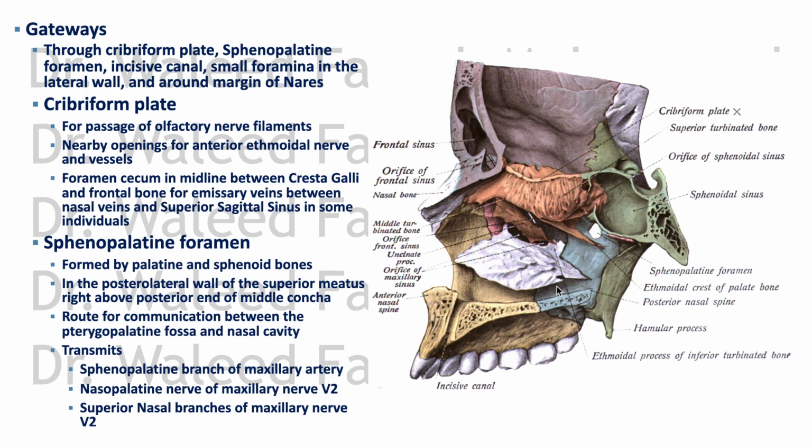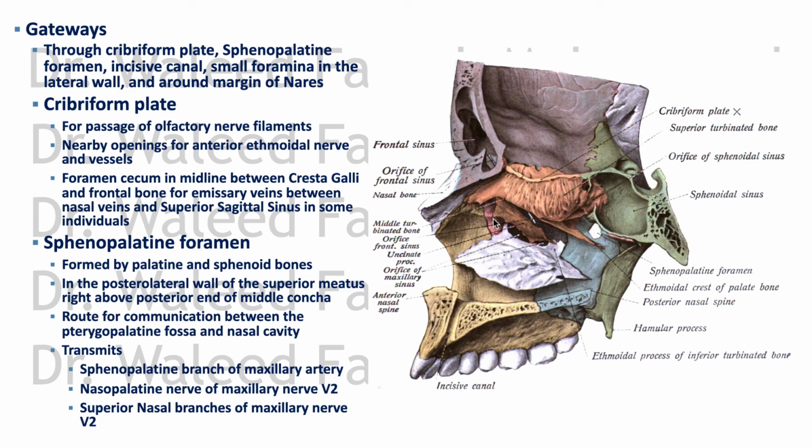Well, you can loop around the edge of the nares. I mean, there are branches from outside that loop around the edge of the anterior nares, of course, branches from the facial, branches from the infraorbital, that gain access to the nasal cavity to supply the walls of the nose.